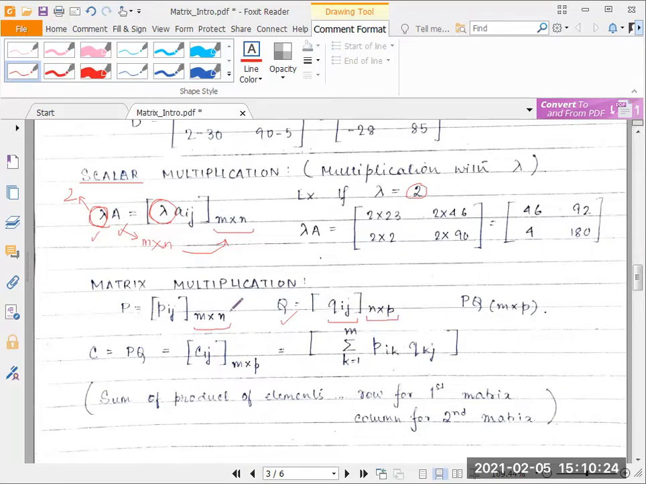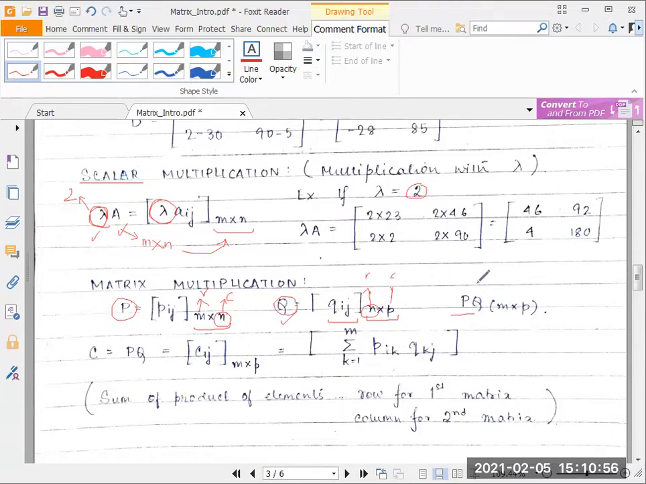The condition is, as we know, M is the number of rows and N is the number of columns over here. And here, N is the number of rows and P is the number of columns. So let me mark it over here as well. We need to ensure that if I am multiplying P with Q, then the number of columns of P must be the same as the number of rows of Q.